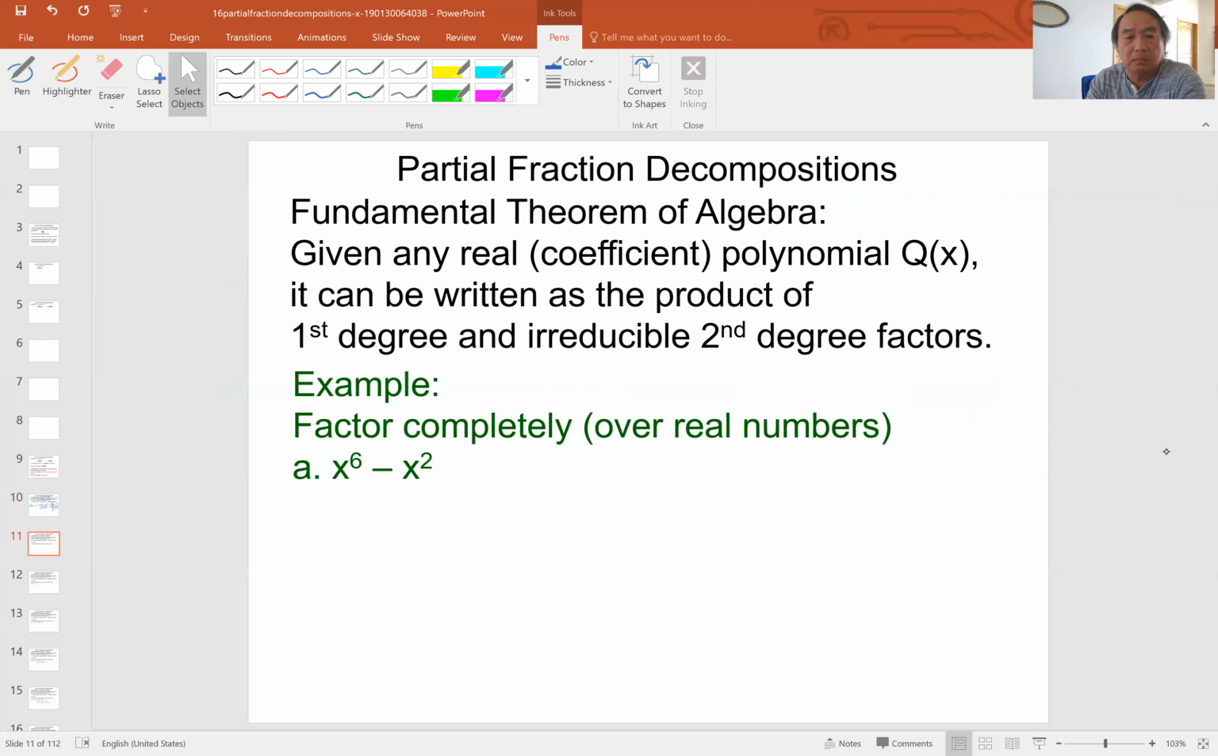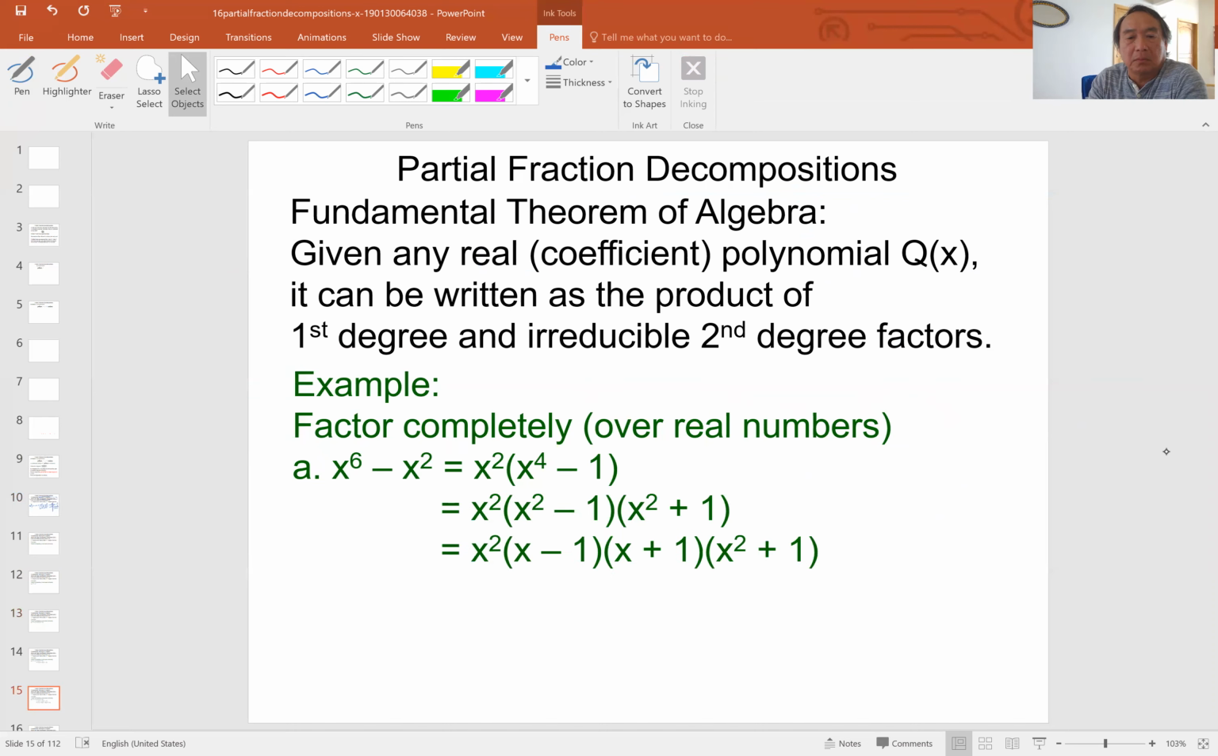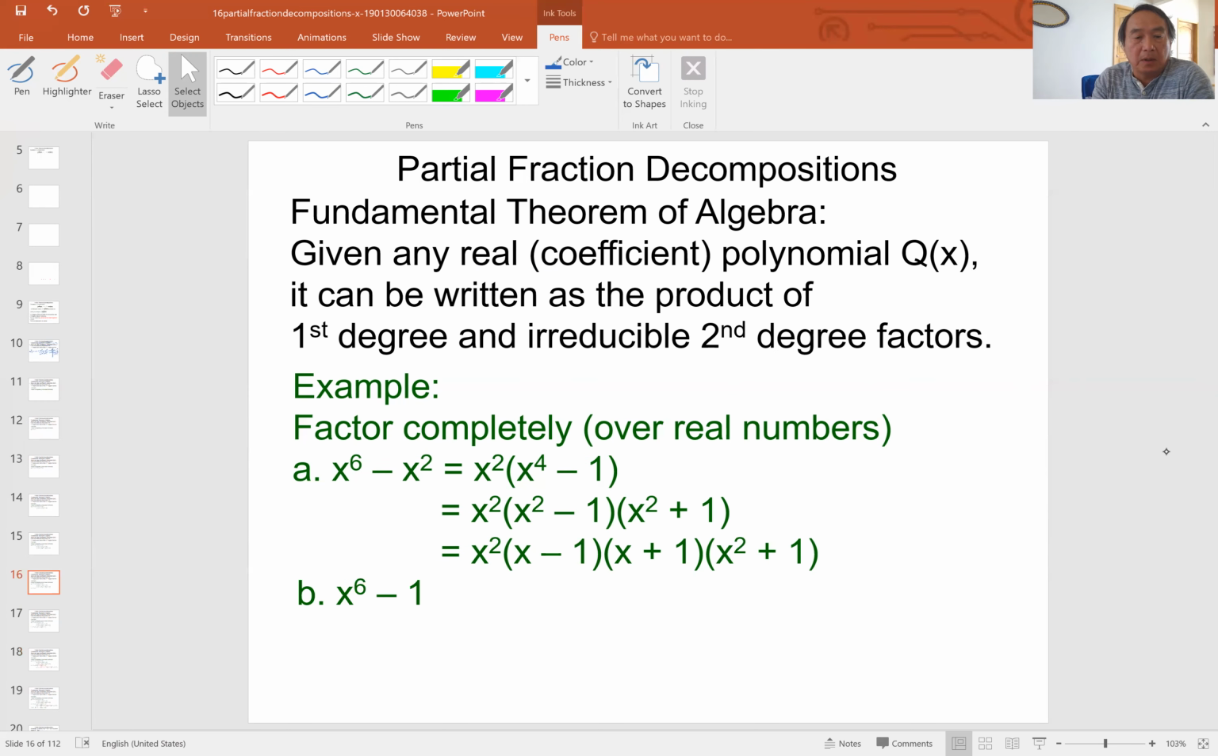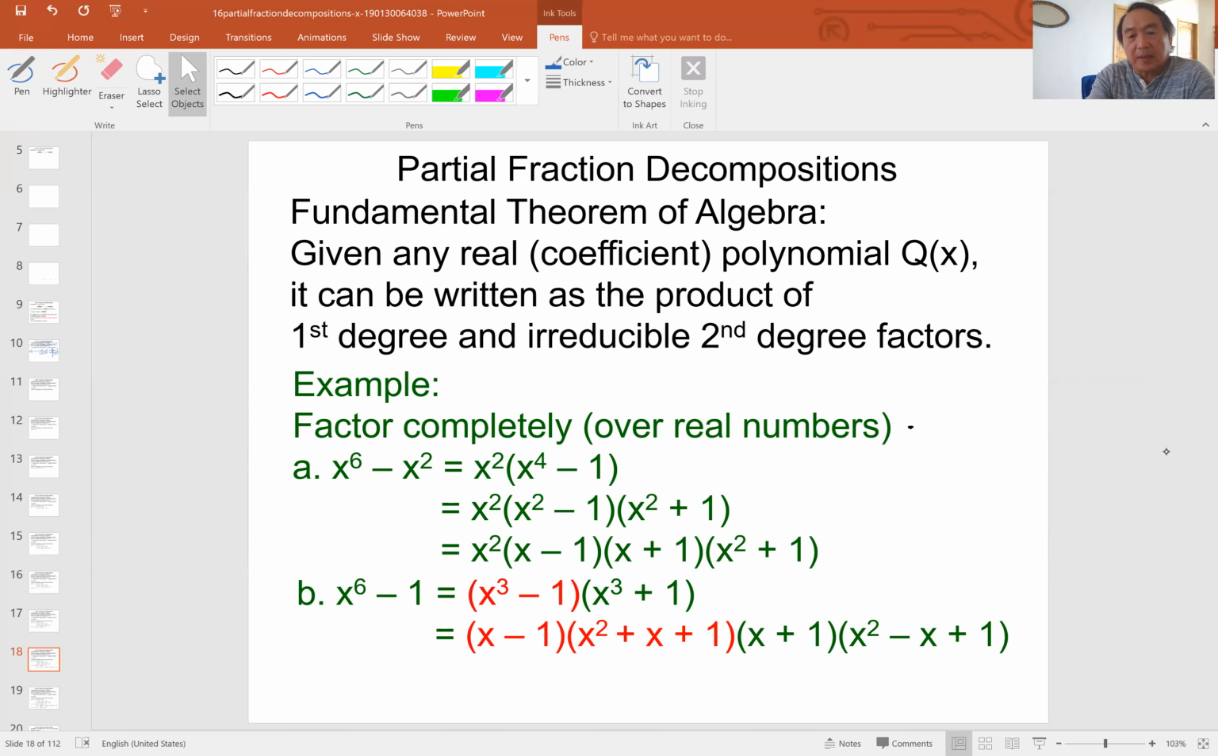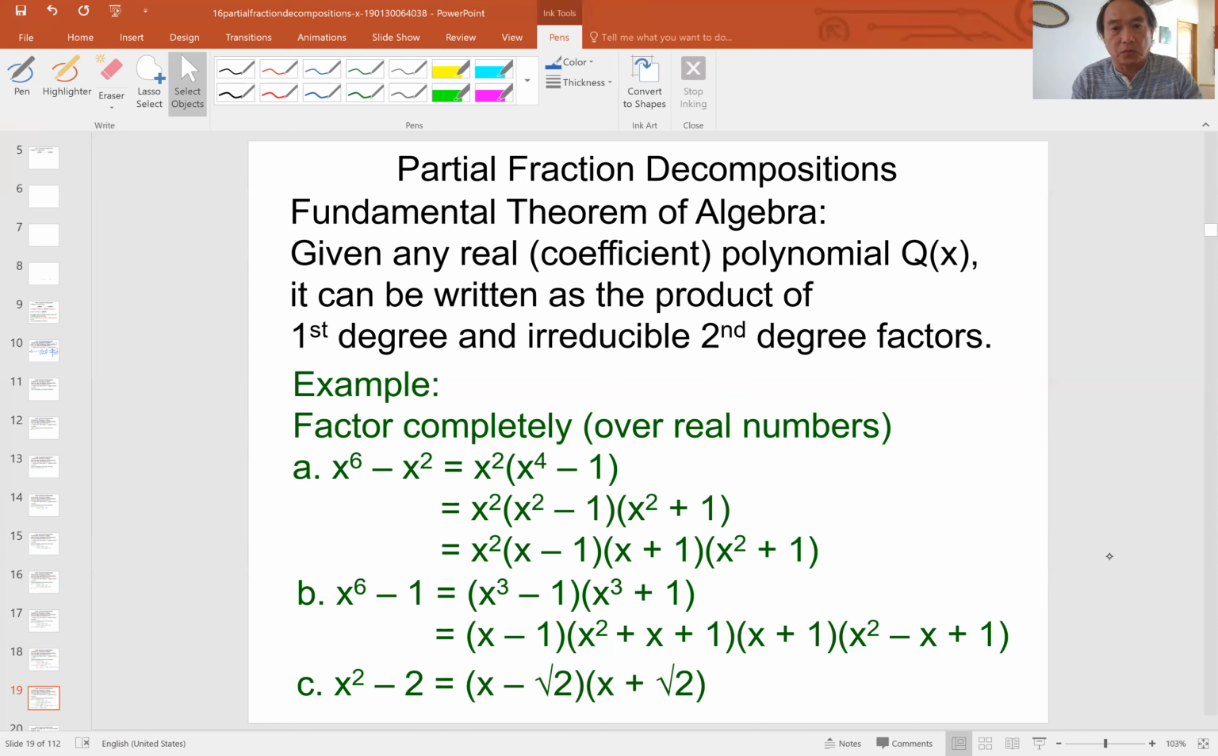So for example, this breaks up into x times linear, then times square form. This breaks up into linear times square, no real roots, only complex roots, times another linear times the second degree terms. And this simple second degree can be factored into two linear real polynomials. Just want to demonstrate that.